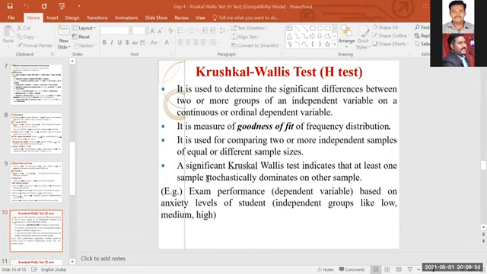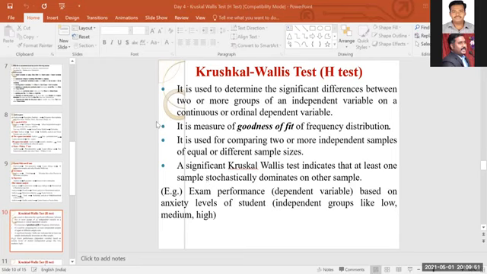Then go ahead with the Kruskal-Wallis test. If your data is normal and passes the goodness of fit, it is better to do the analysis with ANOVA itself. No need to go for the Kruskal-Wallis test. Okay, is it clear now? Did you understand the concept of the Kruskal-Wallis test, when we have to use it, and under which situation?